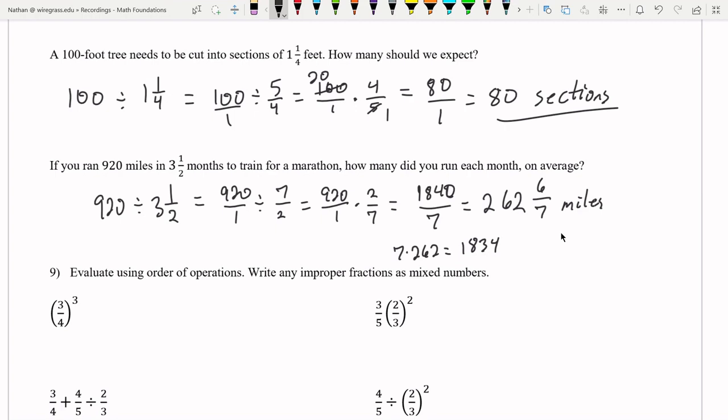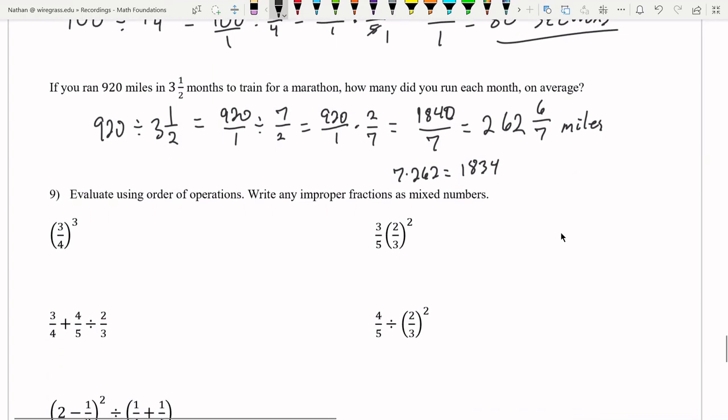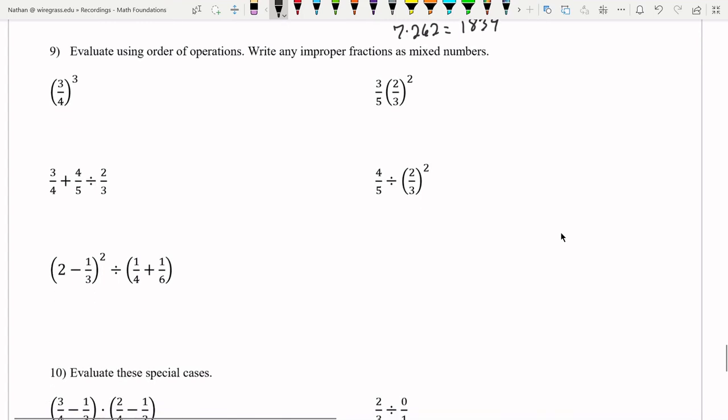Now that we've talked about division of fractions, we can talk about the full order of operations, the full PEMDAS process. So PEMDAS or GEMA, as I said before, the same steps. Nothing's changed here. Fractions are just a different type of number that we're working with.